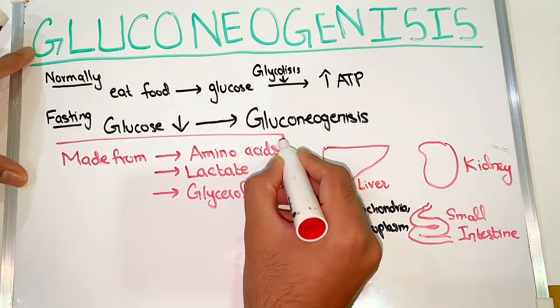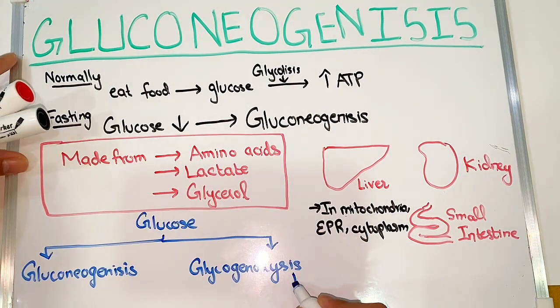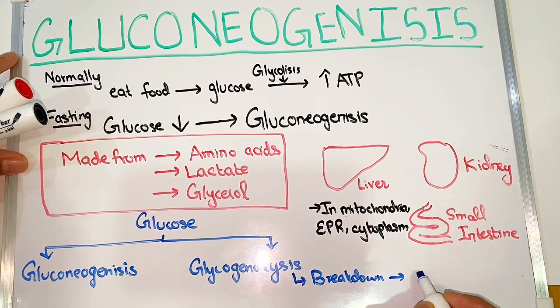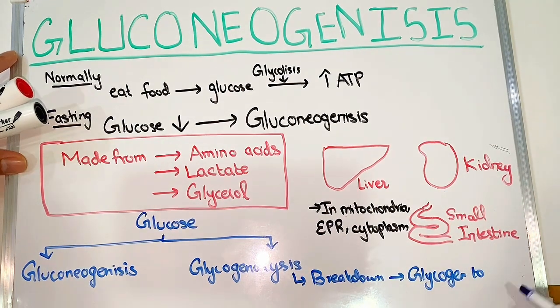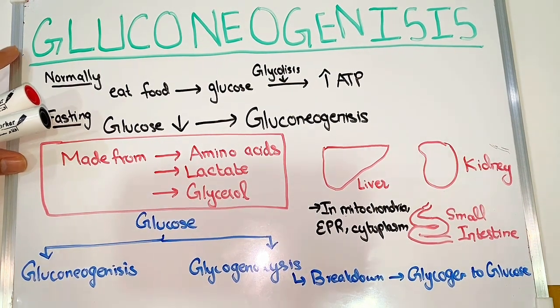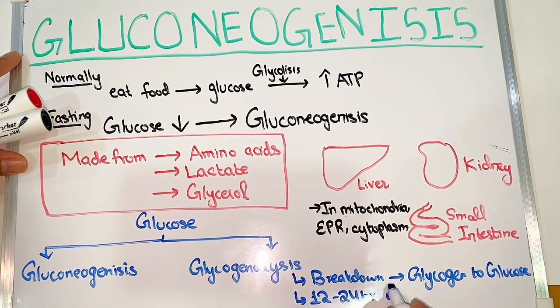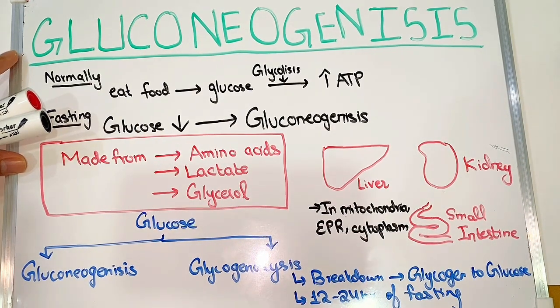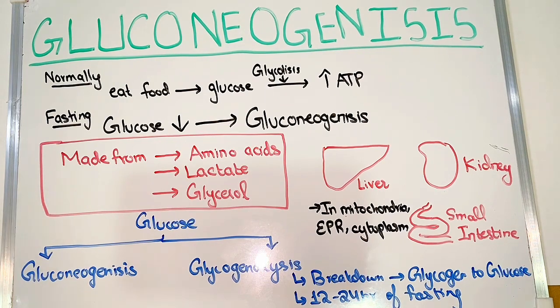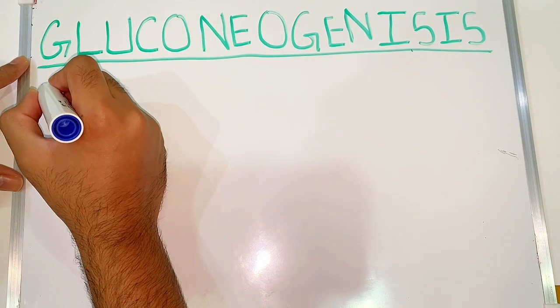Basically, there are two processes to make glucose. One is gluconeogenesis and the other one is glycogenolysis. Glycogenolysis breaks down glycogen to glucose. Glycogenolysis works in 12 to 24 hours of fasting. Today we will discuss gluconeogenesis in detail. We will discuss glycogenolysis in another video.